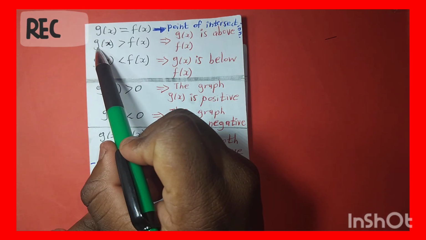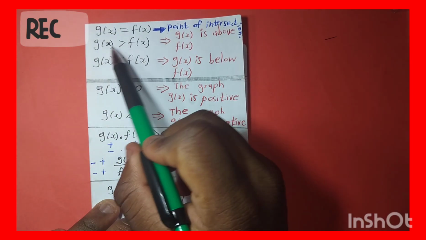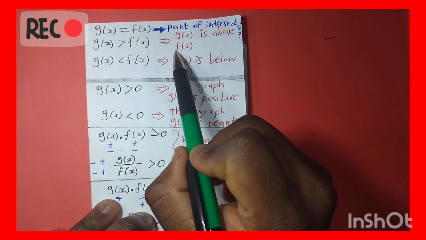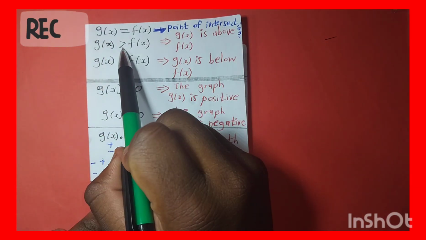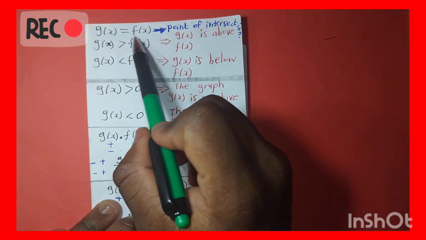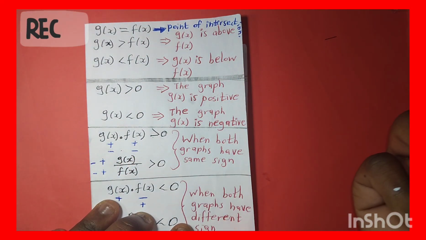Then if you see g of x is greater than f of x, what does it mean? It simply says that g of x is above f of x there. If this graph is greater than f of x, it means that this graph is above that one. You will see this when we apply questions.